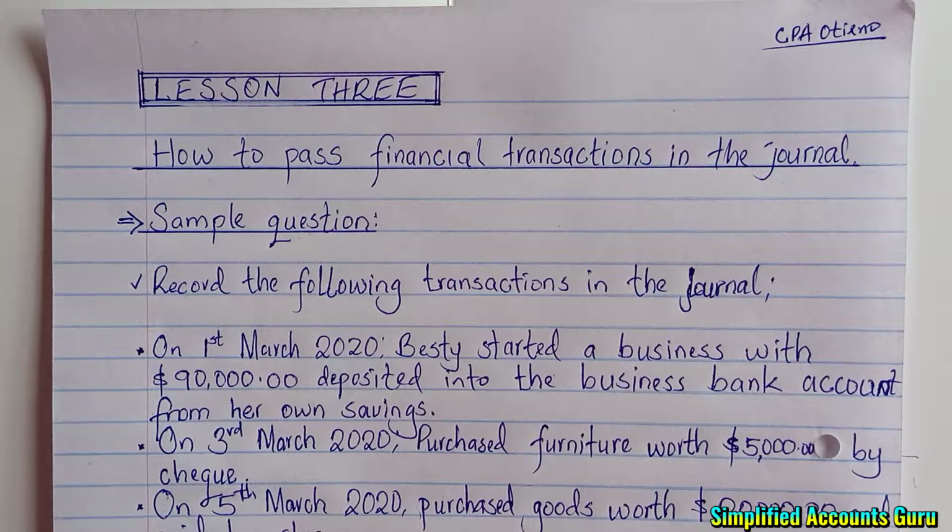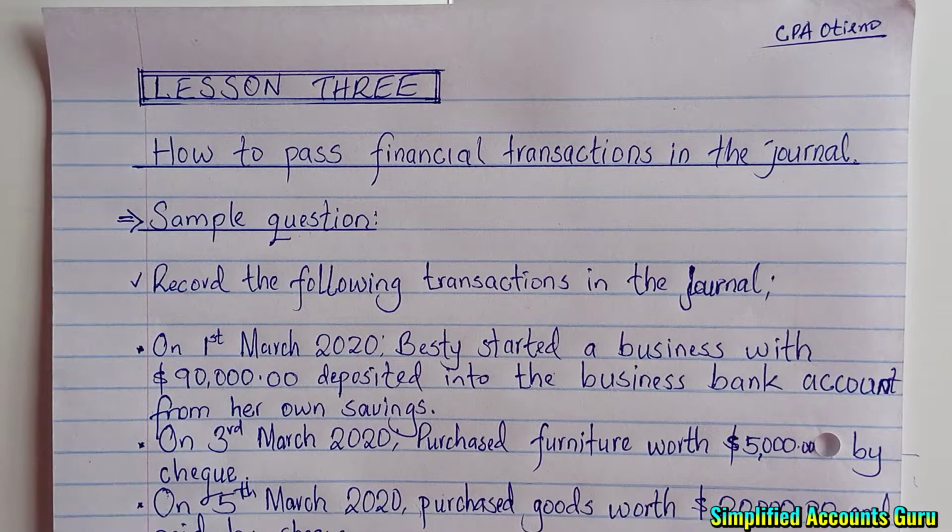There is a lady called Bestie. This Bestie had decided to start up a business. And now we are being given the details of the transactions that took place within the month of March, and we want to use the details of those transactions to pass the journal entries for the business of Bestie. On 1st March 2020, Bestie started a business with $90,000 deposited into the business bank account from her own savings.